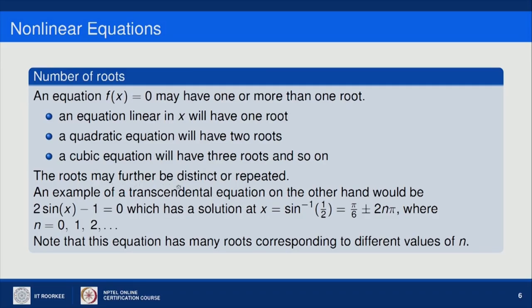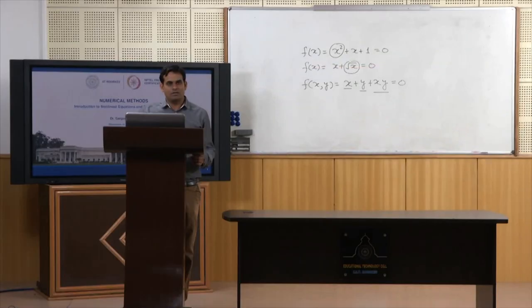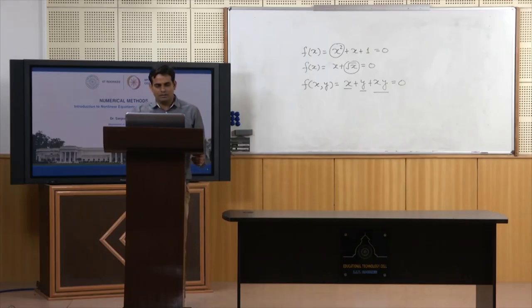The roots may further be distinct or repeated. For example, if you take a simple function x square minus 4 equals to 0, this quadratic polynomial has two roots, x equals to plus 2 and minus 2, and both the roots are distinct. But at the same time, if you take another function, let us say x square plus 4 minus 4x, basically (x minus 2) whole square, then the roots are 2 and 2.